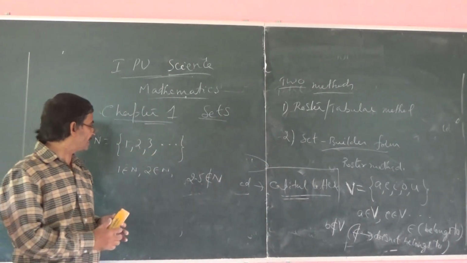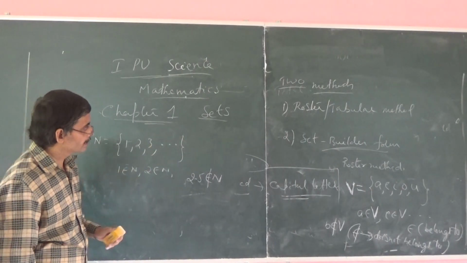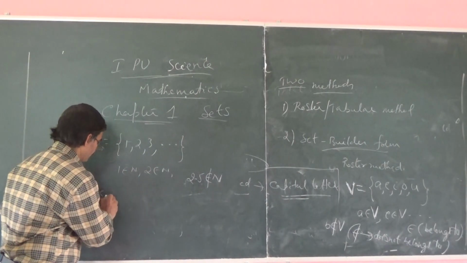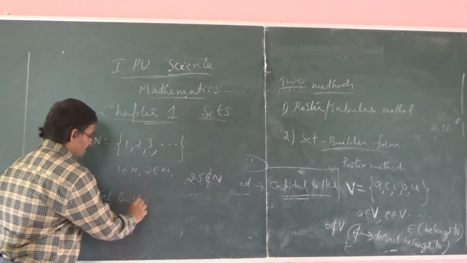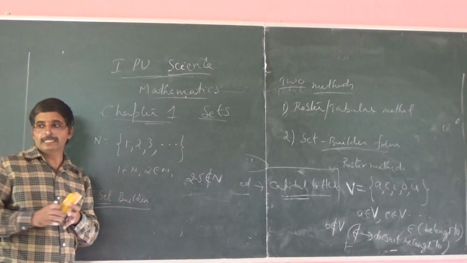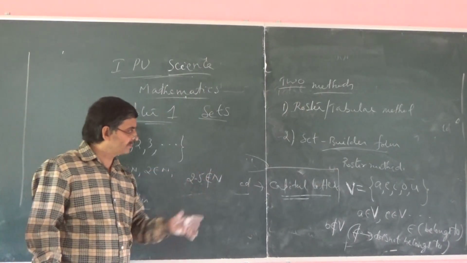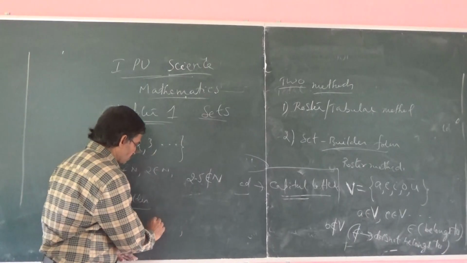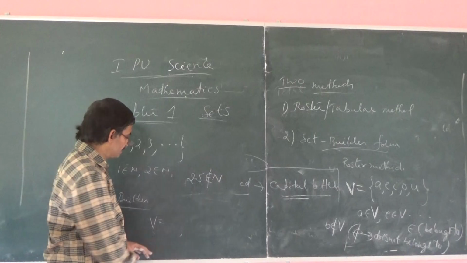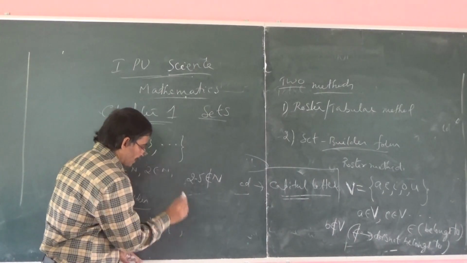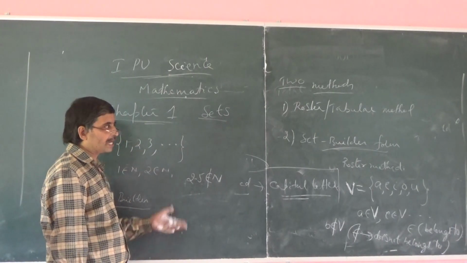Now we will see the other method. What is the other method? That is set builder form. Using set builder form, I will write the same thing, the set of vowels. I will use the same letter, say V. Of course, I can use other letters also. V equal to, in set builder form, I will write within flower brackets, any small letter, say x.